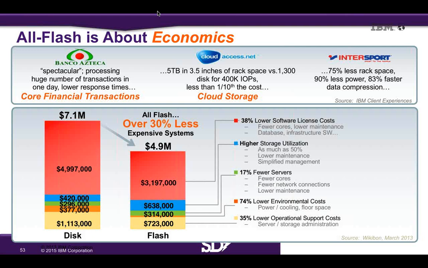right? The higher storage utilization, where I said there was 15% utilization on their spinning disk, and we went to 97% utilization on flash. Fewer servers, that may or may not be true depending on what you're doing.